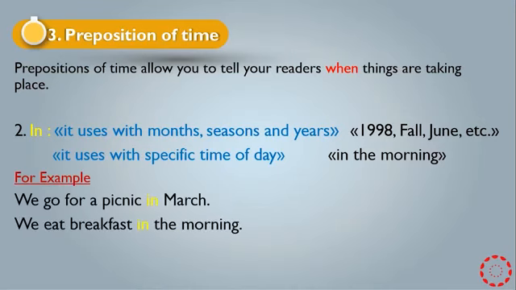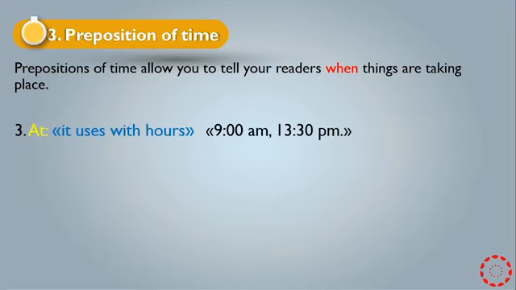For example, we go for a picnic in March. As you see, March here is a month, that's why I use in. We eat breakfast in the morning. It is a specific time. Or she left school in 2006.